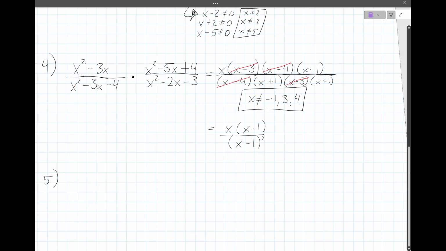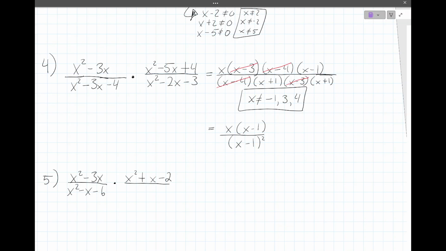Okay, let's try a variation of this one. It's going to be kind of the same, kind of different. So we have x squared minus 3x again up here, but the rest is going to be different. X squared minus x minus 6, and then multiply it by x squared plus x minus 2. Put that together, and we'll get x minus x squared. And we're going to remember a very key feature here that we can use. So this is going to be x minus 3, multiply, this is going to be x plus 2, x minus 1 up top. So that is my complete fraction up here.